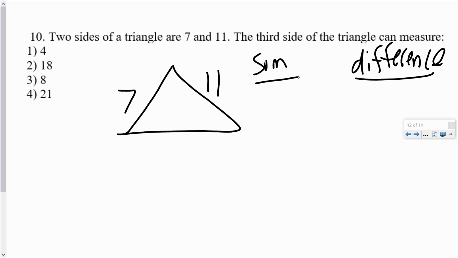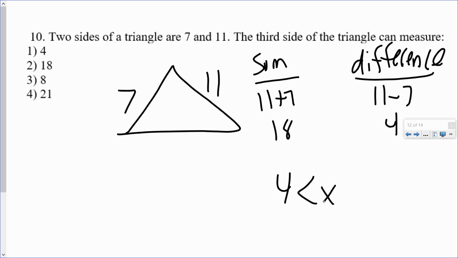Now that you tried it on your own, 11 plus 7 is 18. 11 minus 7 is 4. So it's all values in between 4 and 18, but not including 4 and 18. 4 is not included, 18 is not included, 21 is not between 4 and 18, 8 is. Did the answer have to be 8? No, it could have been any value that's in between 4 and 18, but not including 4 and 18. Let's take a look at one more.